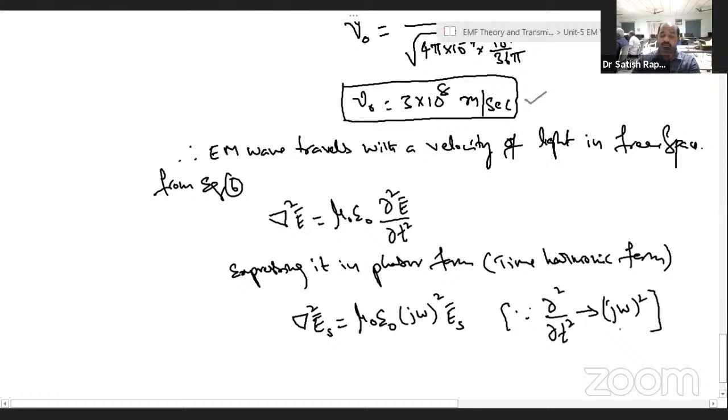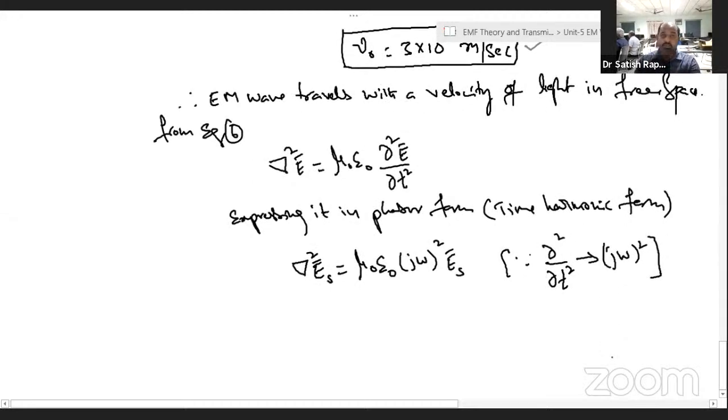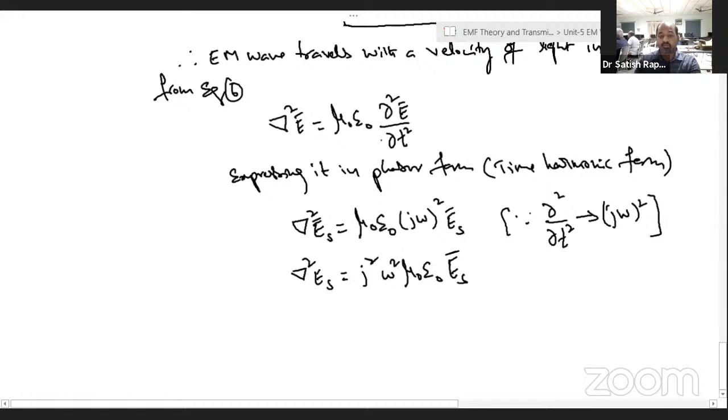Just now I have explained that dou square by dou t square can be replaced with j omega square. Simplifying this, what will we get? Del square E S is equal to j square omega square mu naught epsilon naught E S bar, and this can be written as del square E S is equal to gamma square E S bar.